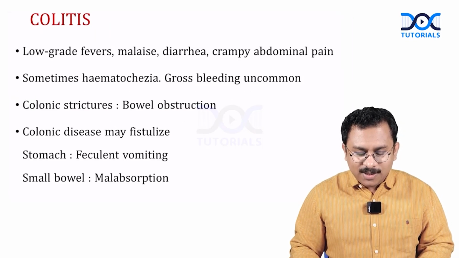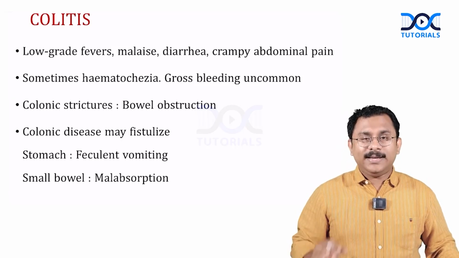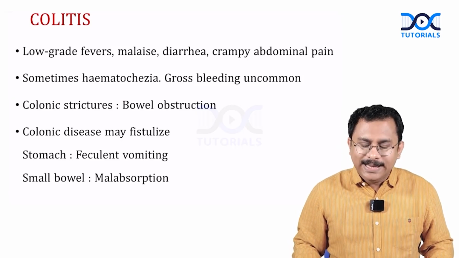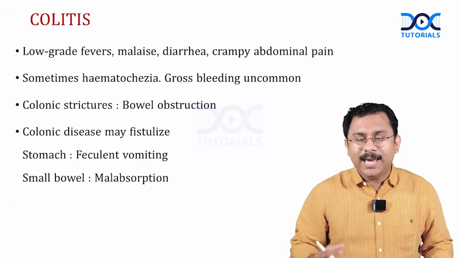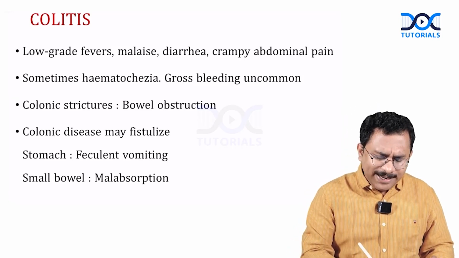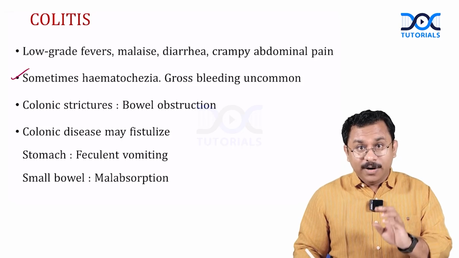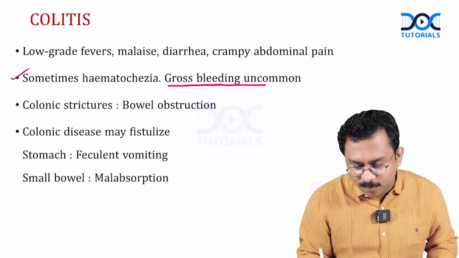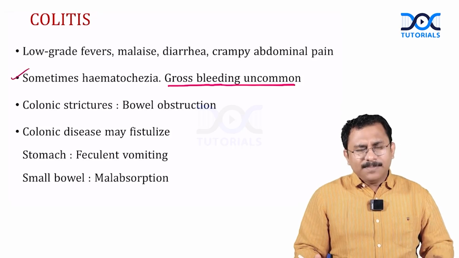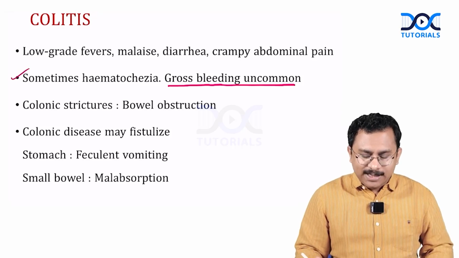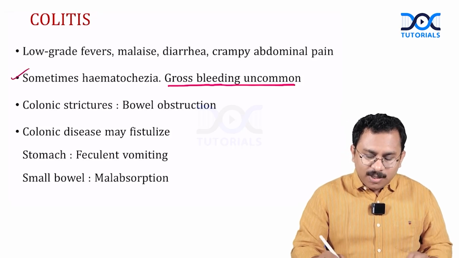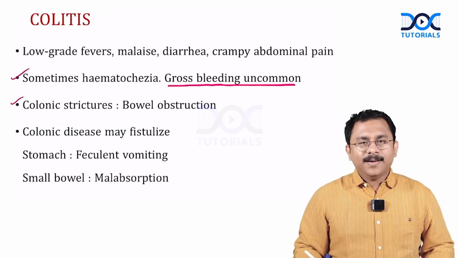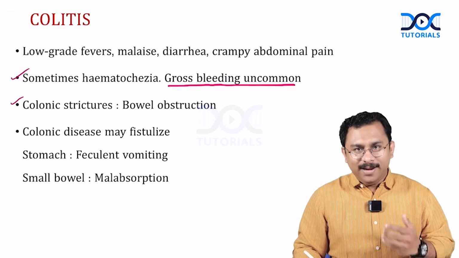Now what happens in Crohn's disease when you have colitis? Colitis can present with low-grade fever, malaise, diarrhea, and crampy abdominal pain. Sometimes hematochezia, and I have already told you, gross bleeding is uncommon. You may get hematochezia, some blood in stools, but gross bleeding is uncommon. And when you have a colonic stricture, again, you can have bowel obstruction. And fistula is another problem.